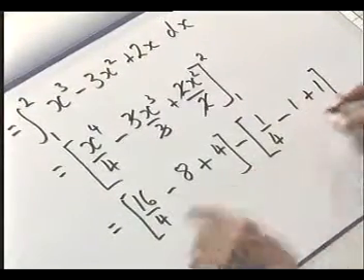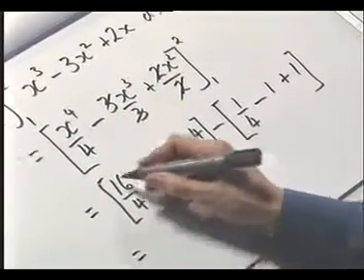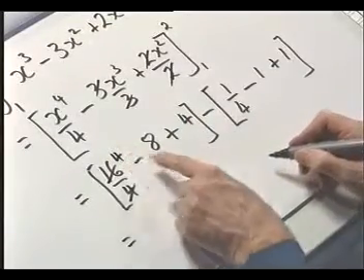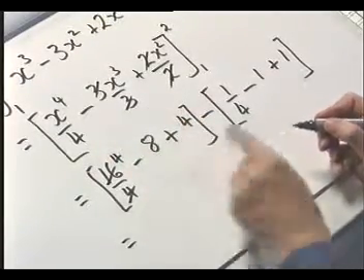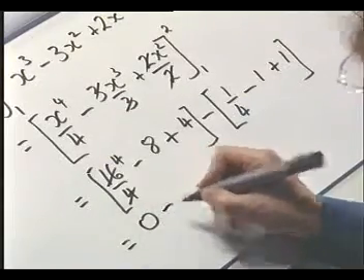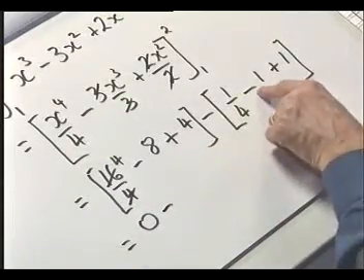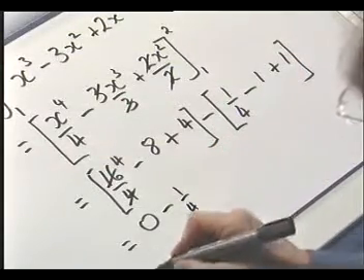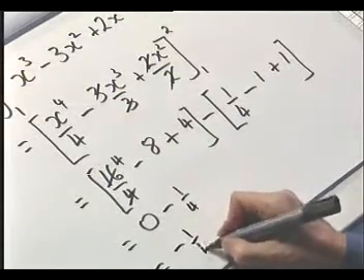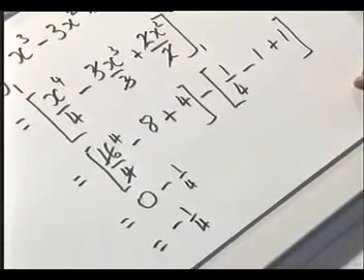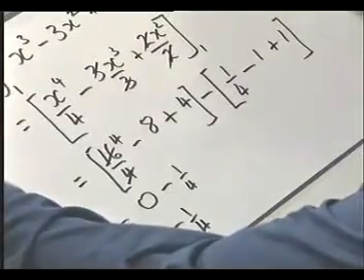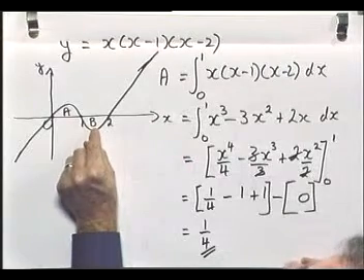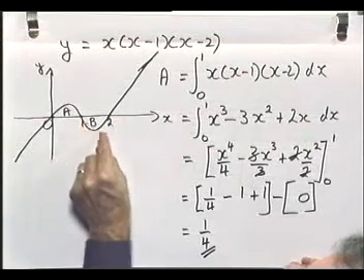Now let's simplify each of these brackets separately. 4 into 16 goes 4 times. So with 4 take away 8 plus 4, well, that bracket is now 0. Minus, well, with a quarter take away 1, add 1, so this bracket is just a quarter. So our answer is minus a quarter. Let's just have a look where B was. B is here. It's underneath the x-axis.